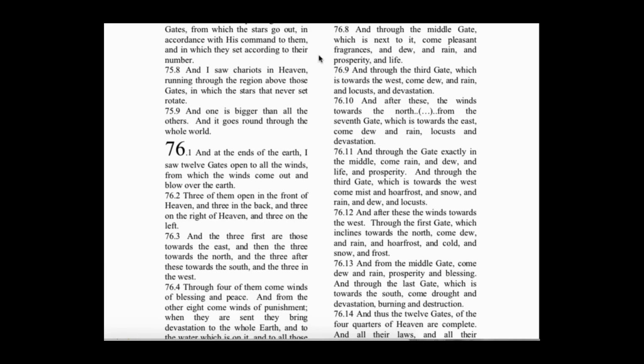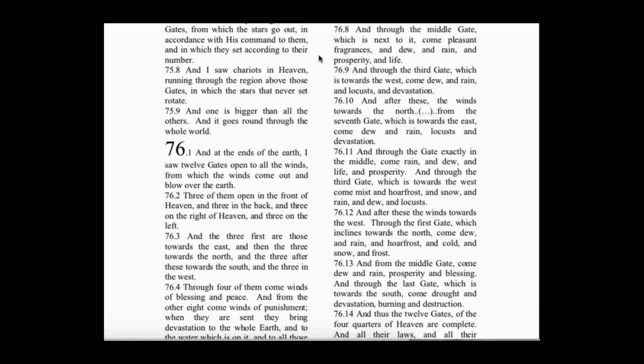And I saw chariots in heaven running through the region above those gates, in which the stars that never set rotate. The stars rotate. And one is bigger than all the others, and it goes round through the whole world. So who is the biggest star?